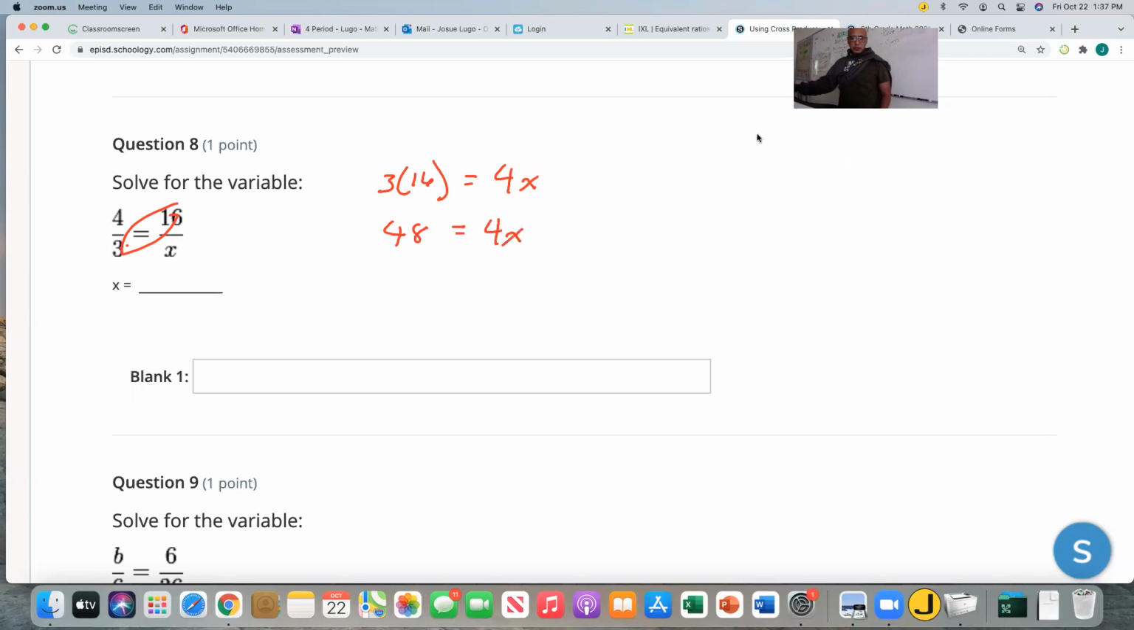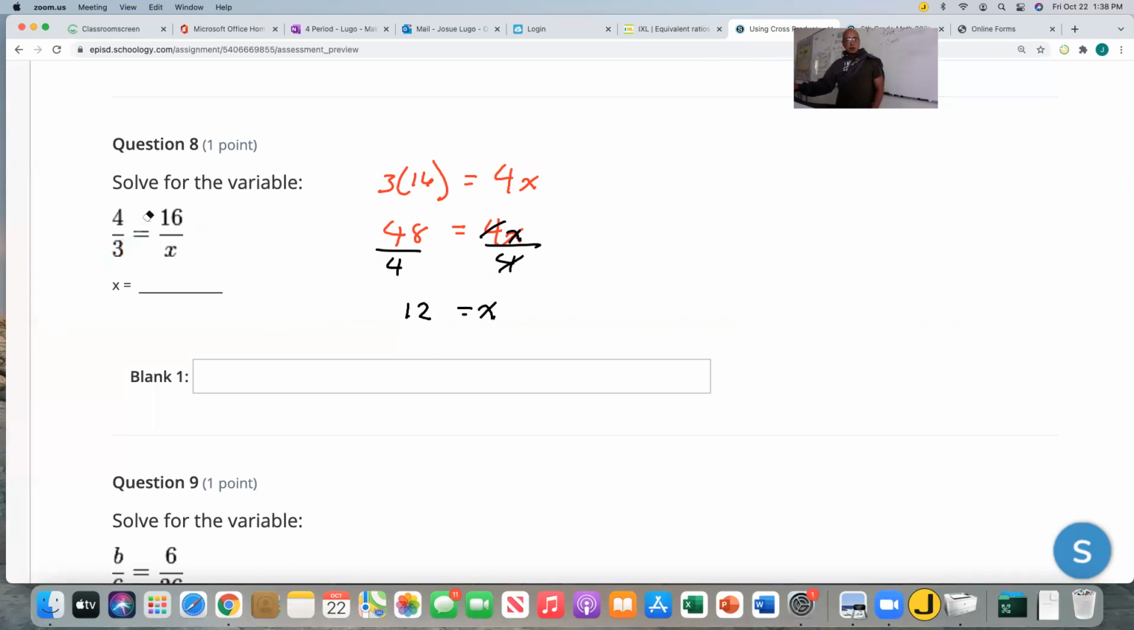Final step, we are simply going to divide by the number next to the variable, next to the letter. So divide by 4, and whatever you do to one side, we do to the other. Ladies and gentlemen, x will equal whatever 48 divided by 4 is, which is 12. So my answer would be 12.